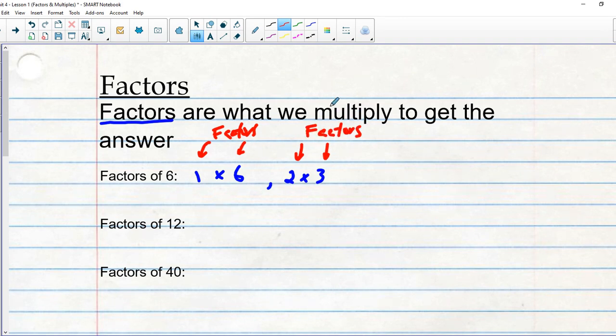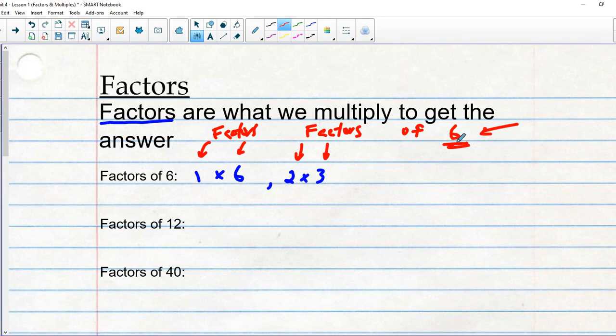Now, it's a relationship, because they're factors of what? Well, they're factors of 6. So in other words, 1 and 6 wouldn't be the factors of, say, 10. At least 6 wouldn't be a factor of 10. So 1 and 6 are factors of 6, and 2 and 3 are also factors of 6.